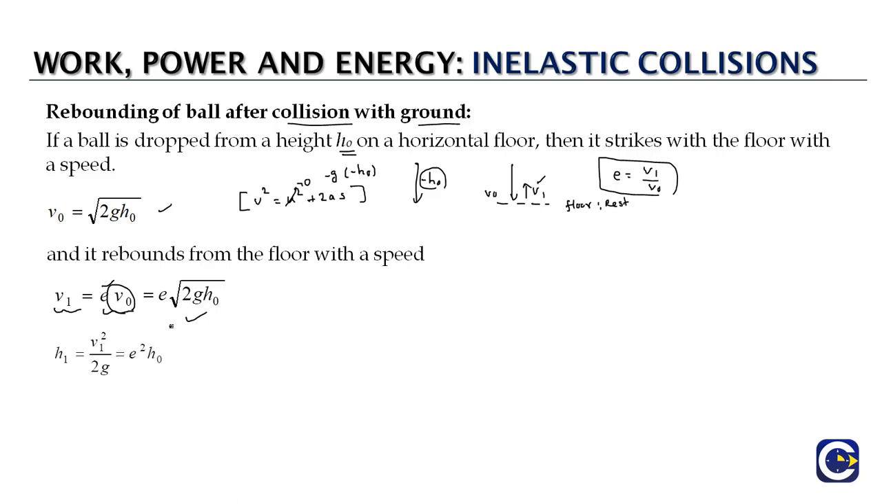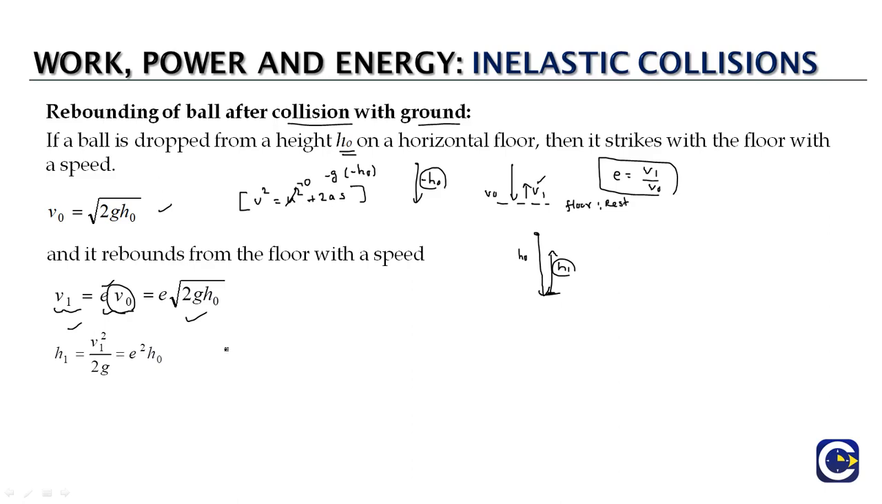Now if you look at up to what height it will bounce, because the practical observation that we have is once we drop from a particular height H0, after bouncing it will not be able to go to the same height, because the rebound velocity here is less. So let us say it is going to a height H1. So here H1, again from the kinematics equations, will be equal to V1 square by 2g.